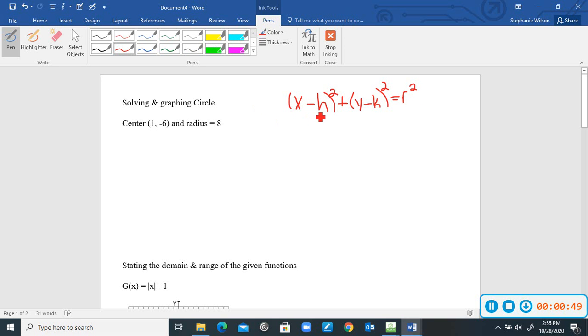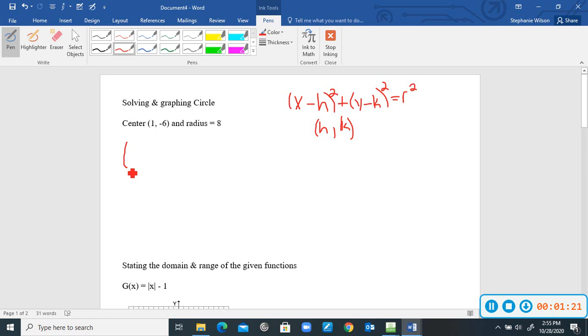So the h goes with the x because the h value is representing the x, right? It's representing the center of a particular circle or parabola or whatever we may be, ellipse, a hyperbola that we're going to graph. So my center is h, and then k is going to be my y value. So h comma k gives me the center of this circle. So here we go. We got 1 and negative 6.